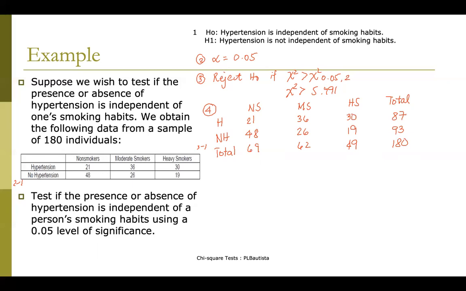In order to find the expected values, we need to use the formula that the expected value is equal to the row total times the column total divided by the grand total. So for example, for the first cell, we will be multiplying the row total, which is 87, by the column total, which is 69, divide that by 180. So again, 87 times 69 divided by 180. That will give you 33.35.